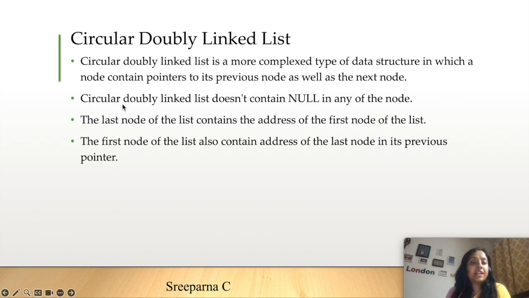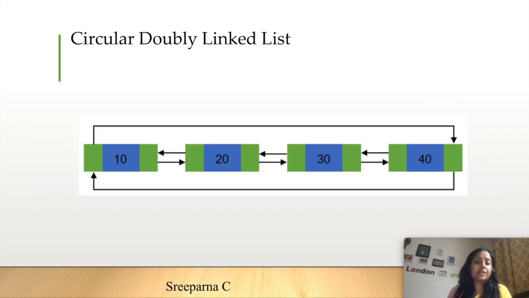There's another variety called the circular doubly linked list. It is a bit more complicated because each node here contains pointers to its previous node as well as the next node. It does not contain any null in any of the nodes. The last node of the list contains the address of the first node, and the first node of the list contains the address of the last node in its previous pointer.